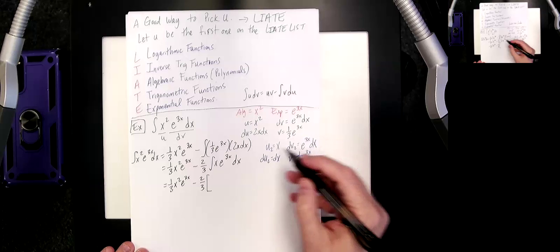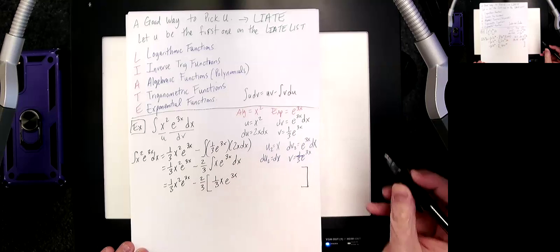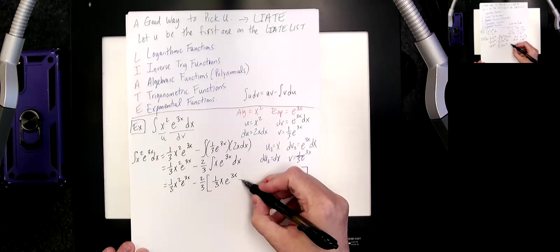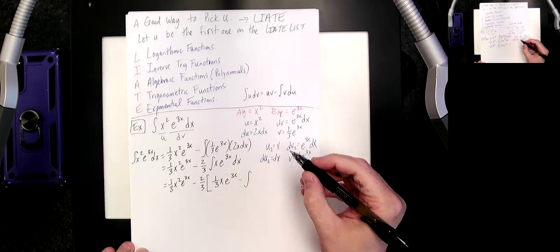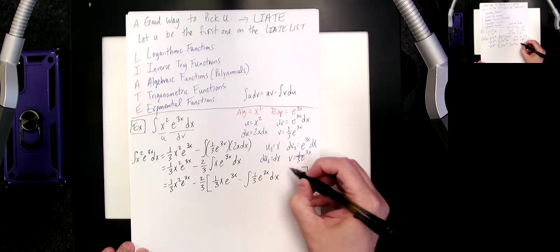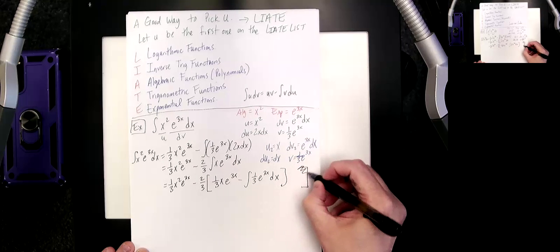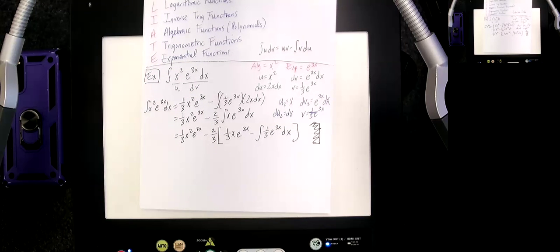uv is 1/3 x e to the 3x. Then we have minus the integral of v du, which is just 1/3 e to the 3x dx. And now finally, there's something we can integrate.